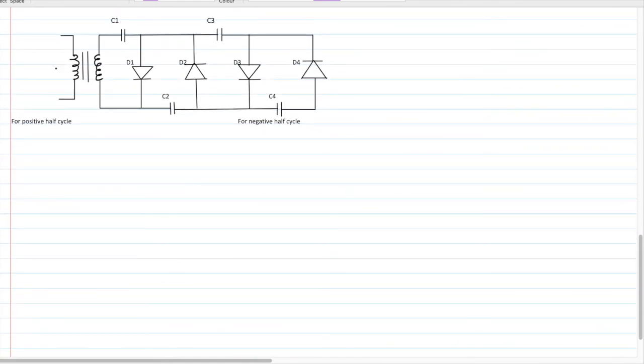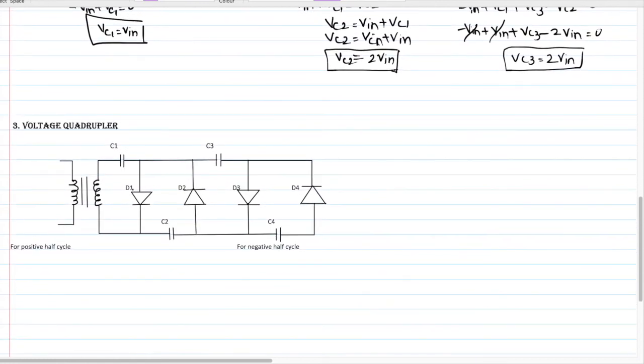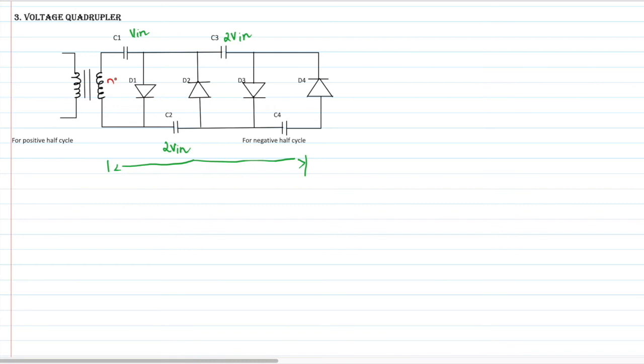Next is the voltage quadrupler. It is the same for these three, like the previous one. So the voltage across capacitor C1 is V in, the voltage across capacitor C2 is 2V in, and the voltage across capacitor C3 is also 2V in. Similarly, apply a positive cycle, so this will become plus plus.